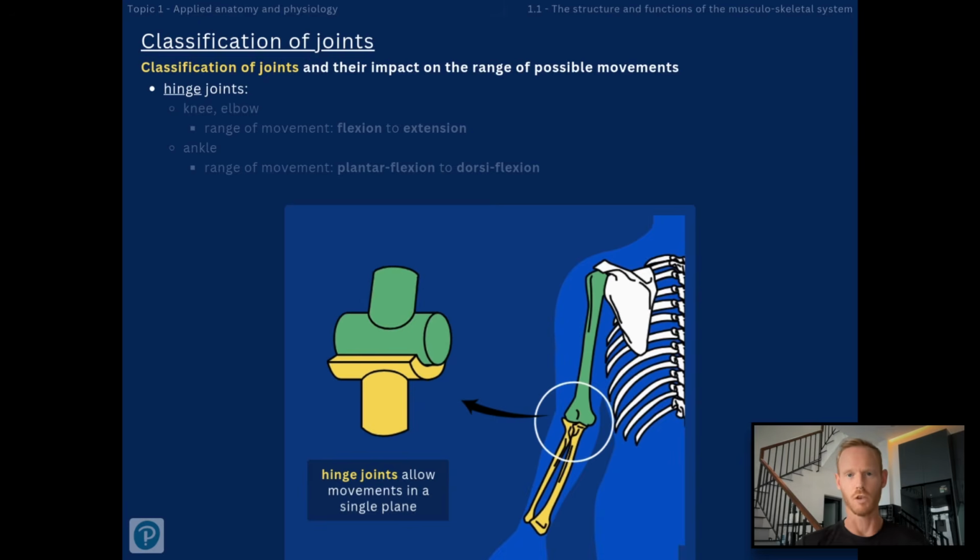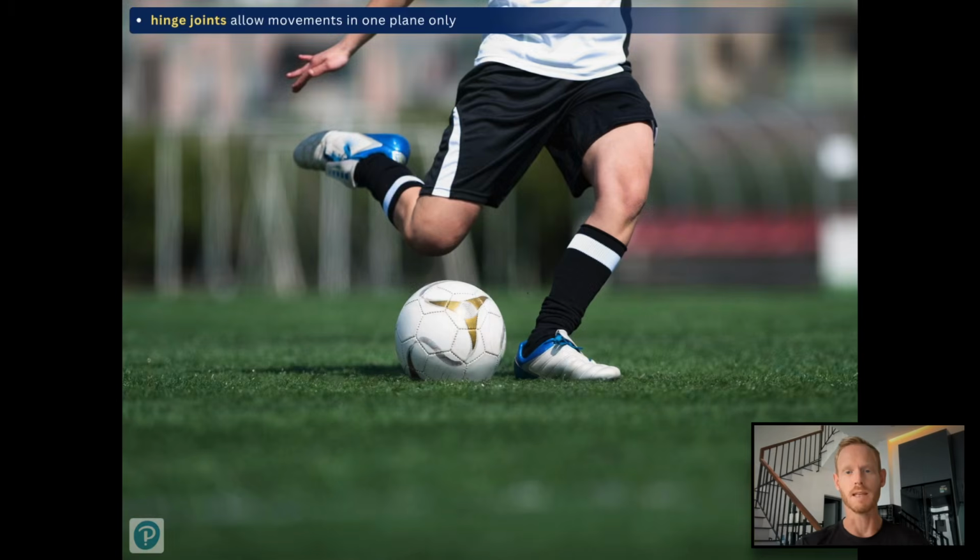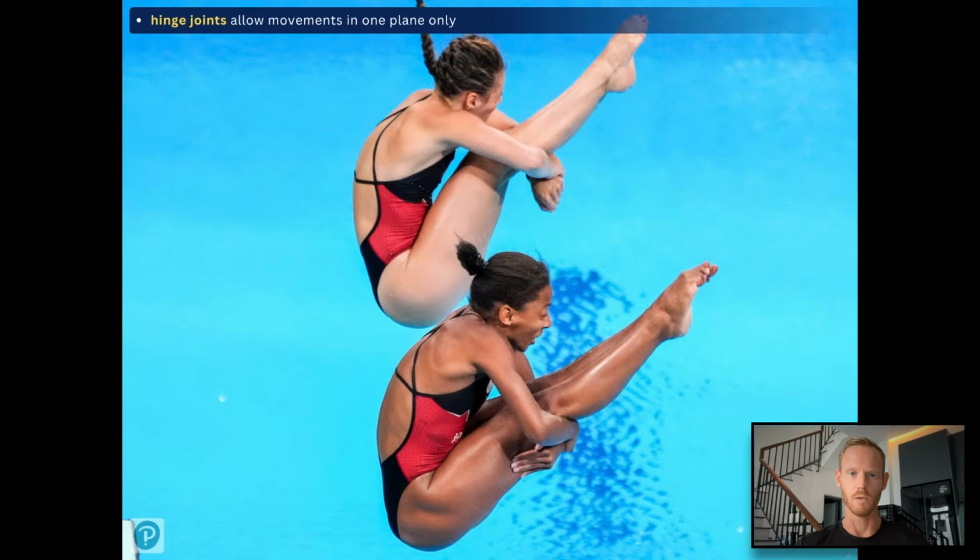There are three hinge joints in the body: the knee, elbow and ankle. The knee and elbow are only capable of flexion and extension, and the hinge joint in the ankle allows plantar flexion and dorsiflexion. More on the types of movement in our next lesson. Examples of movements involving hinge joints include straightening the elbow when shooting in basketball, bending the knee when preparing to shoot in football, and pointing the toes in diving.